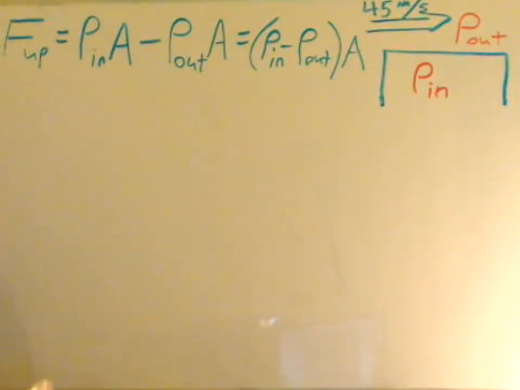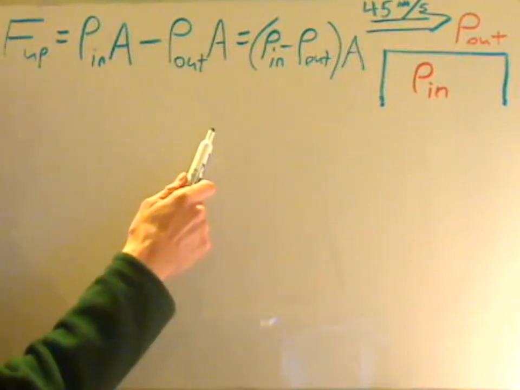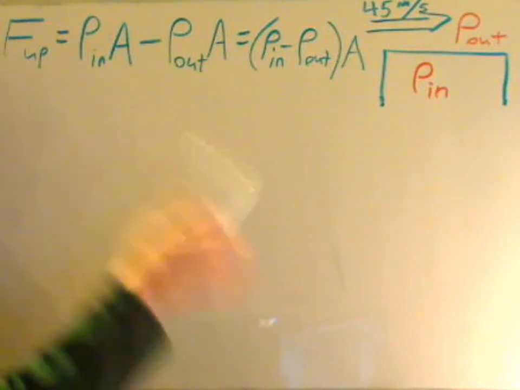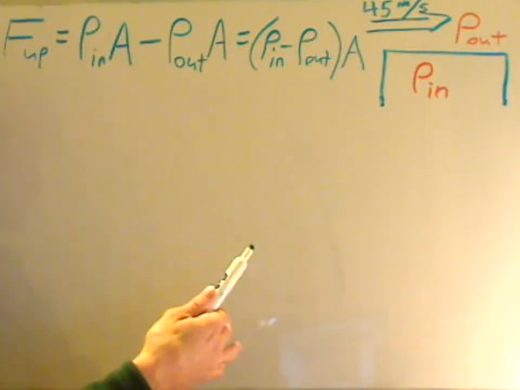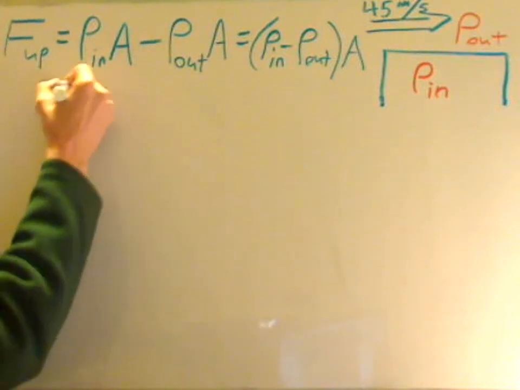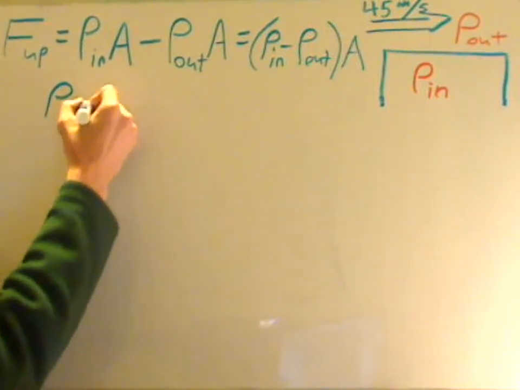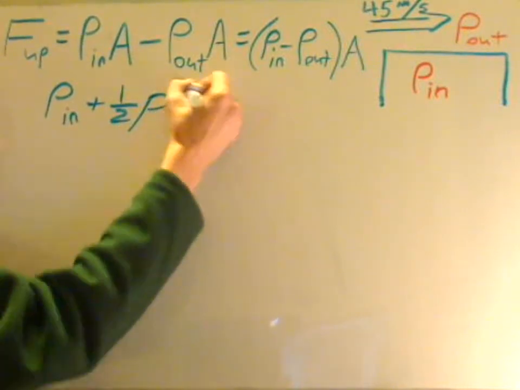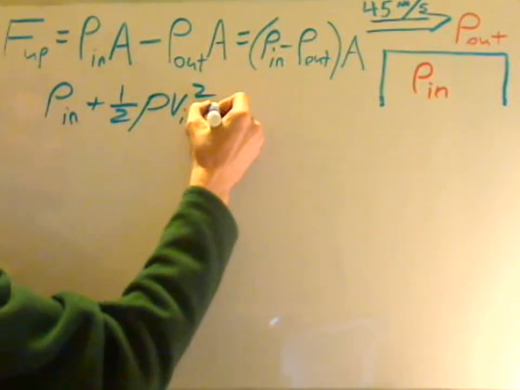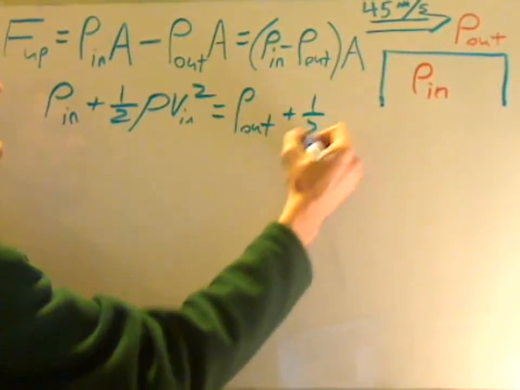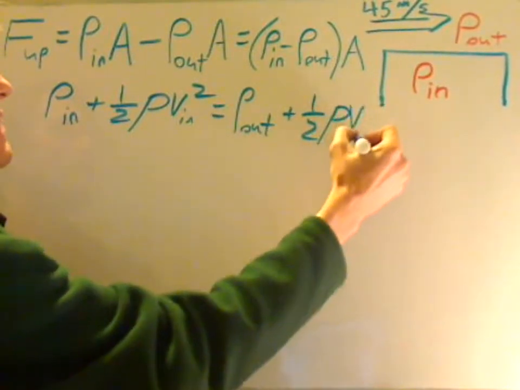And remember, Bernoulli's principle says that the pressure plus 1/2 density times velocity squared in one part of the fluid flow is equal to the same in another part of the fluid flow. So what that means is that the pressure inside plus 1/2 density times velocity inside squared equals pressure outside plus 1/2 density times V outside squared.